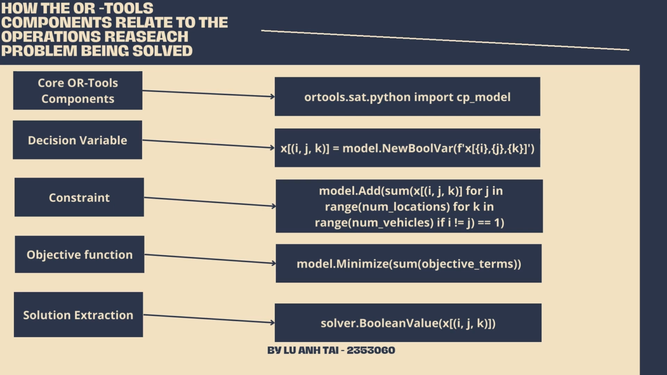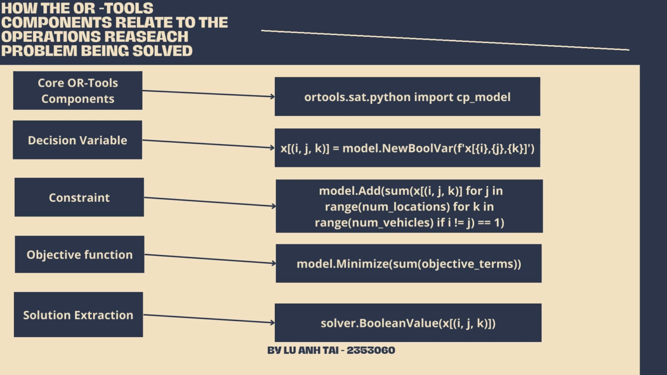About the decision variable, as in the example code right here, you can see that the core decision variable x[i][j][k] is a boolean variable, which means that it's going to be either true or false. If it's true, then vehicle k travels from location i to j, and if it's false, then the result is otherwise.